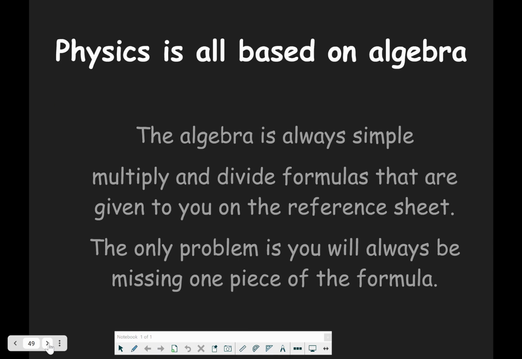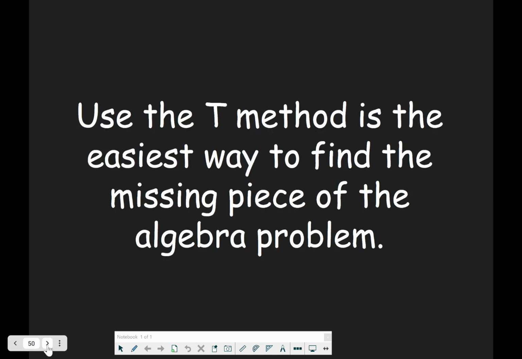Physics is all based on algebra. The algebra is always simple: multiplying and dividing formulas that are given to you on a reference sheet. The only problem is that you will always be missing one piece of the formula. You're going to have to figure it out. We use the T method, which is the easiest way to find the missing piece of an algebraic problem.